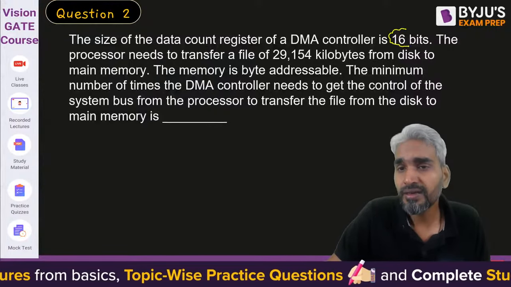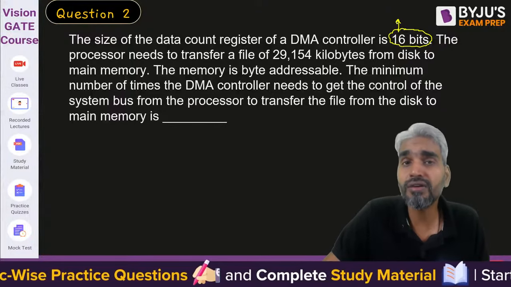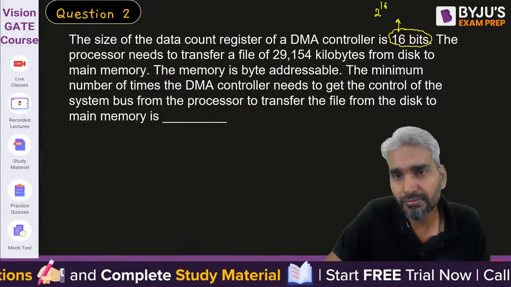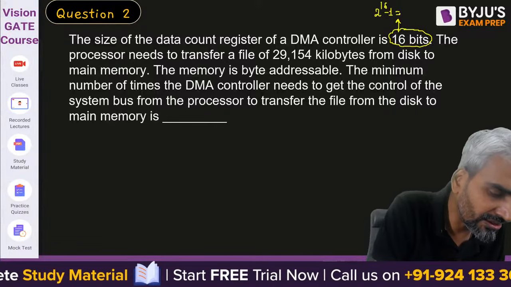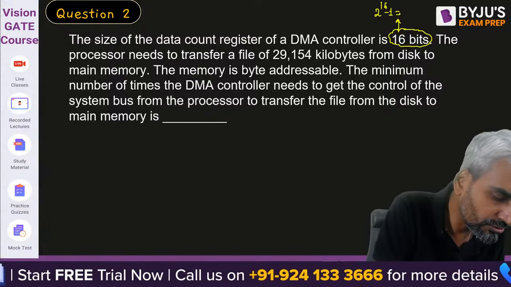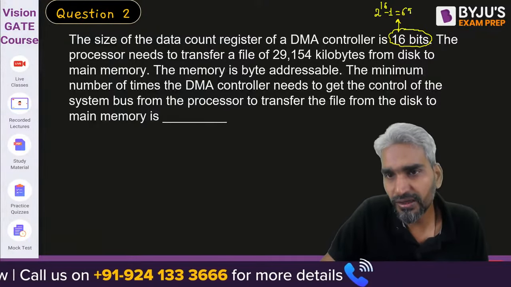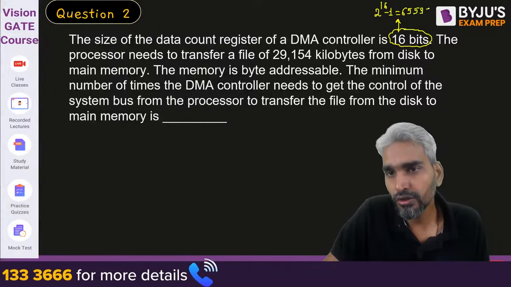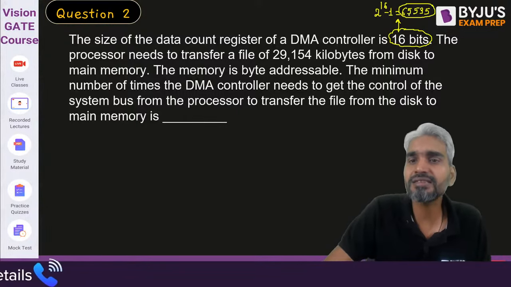If the register is of 16 bit, then the maximum value that can be represented using 16 bit will be 2 raised to the power 16 minus 1. Most of the time I don't remember this value. It is 65,535. So the maximum value that can be represented using the count register is 65,535.